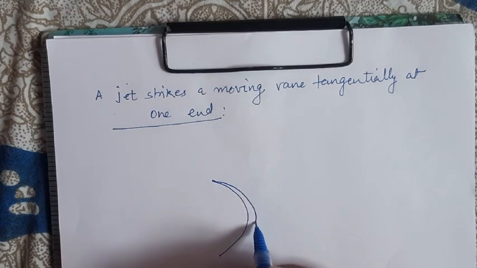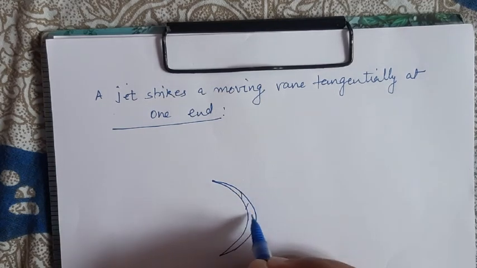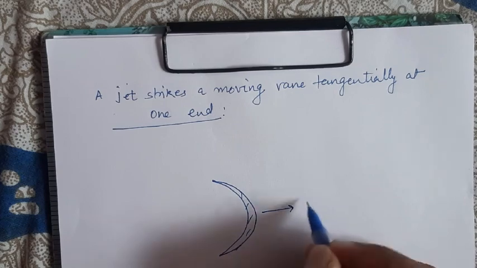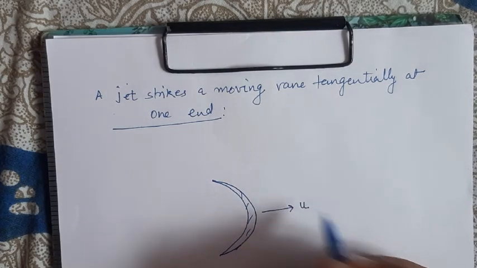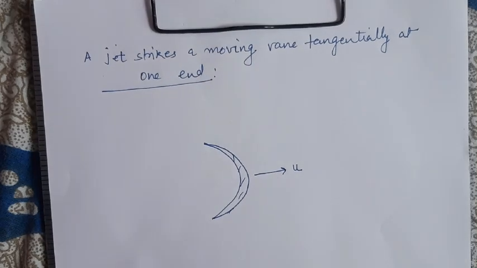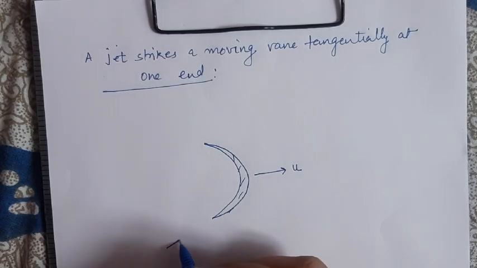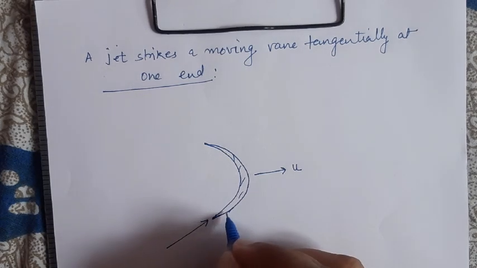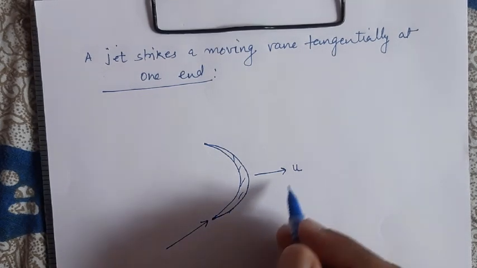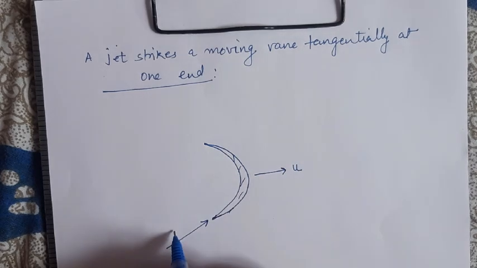What we did in the last class: there was a vane, a single vane, moving with speed u, or velocity u, in the x direction. The jet of water struck it tangentially at one of its ends. Since the blade is moving, the jet will strike with some relative velocity Vr1. At inlet, I am using subscript 1, so the jet will strike the vane with relative velocity Vr1.